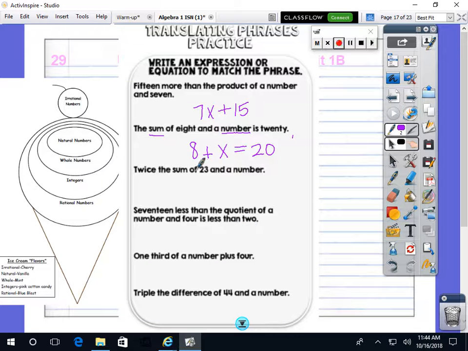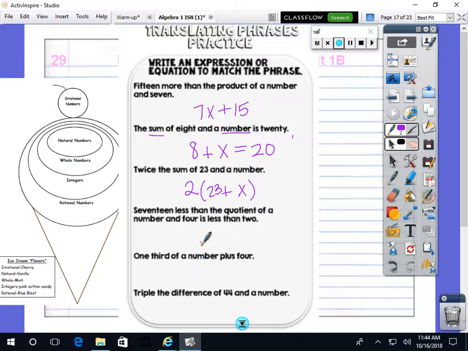Twice the sum of 23 and a number. Okay? How did y'all write that? Right? 2 parentheses, because you're multiplying twice the sum of 23 and a number. Okay? Now, if you had everything except for you put x here and 23 here, technically that's still okay because it's addition, and addition can be any order. And 2 on the outside over here. Bring it to me so I can see it.